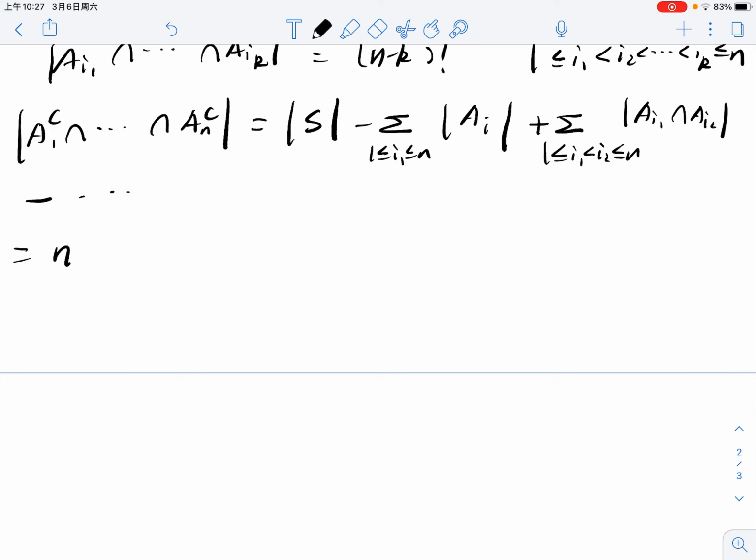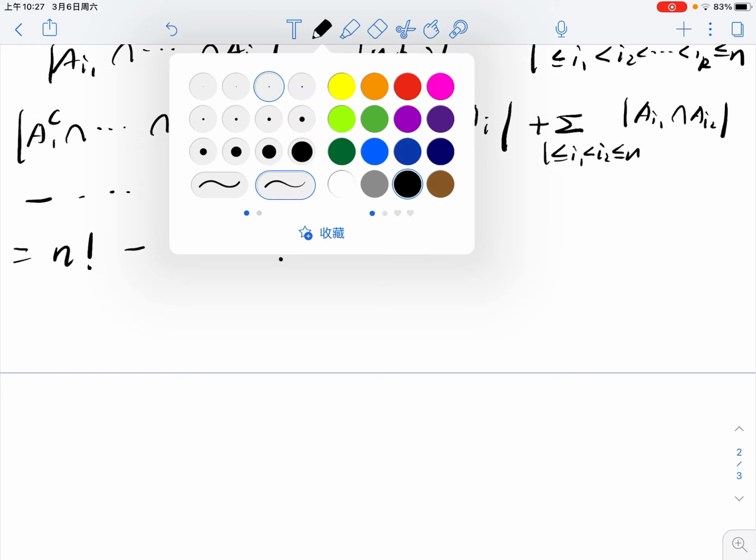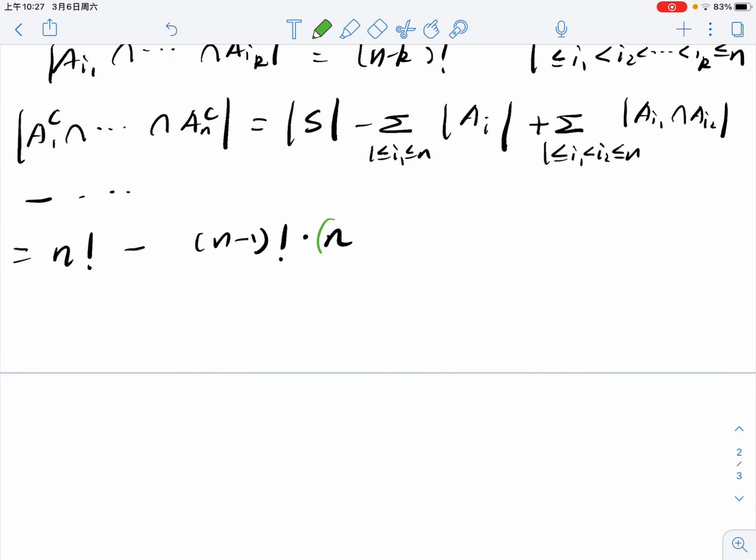And then if you plug in, you find it's n factorial minus n minus 1 factorial times m. This n corresponds to the fact that there are n different AI appearing in the summation. And then you plus n minus 2 factorial times n choose 2.